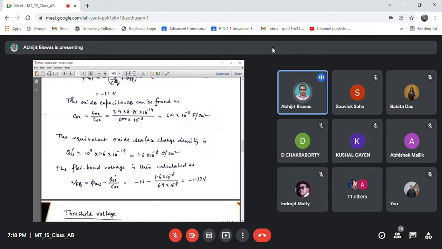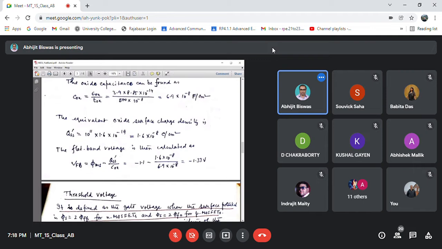10 to the power 11 into electronic charge, meaning 1.6 into 10 to the power minus 19 coulomb. So it is equal to 1.6 into 10 to the power minus 8 coulomb per centimeter square.